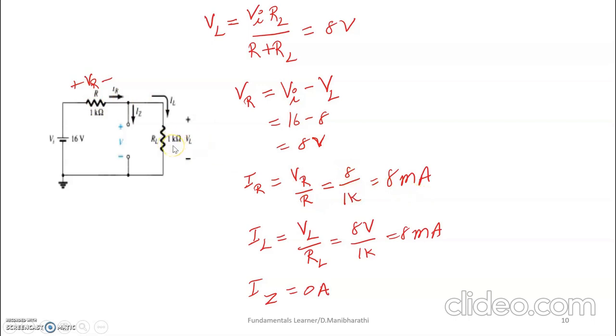Then what about IL? IL is equal to VL by RL. This is 8 volt divided by 1K. Again, this is also 8 milliampere. We can also conclude that, since it is an open circuit, IZ is 0, no current will flow. That means all the current flowing through R will flow through RL. So IR and IL should be equal. That's what we get. IR is equal to 8 milliampere, IL is also equal to 8 milliampere. You can cross check.